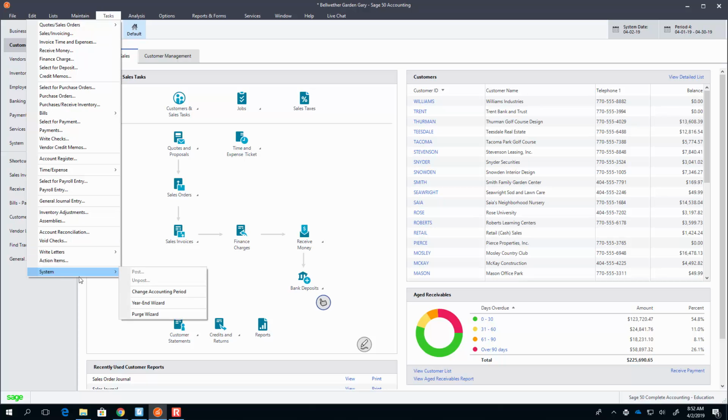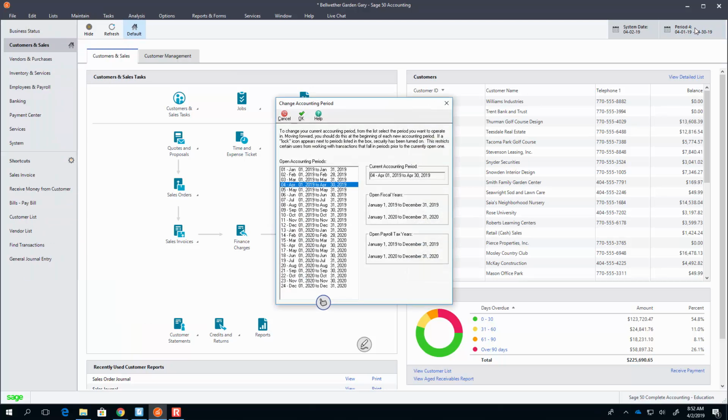Tasks, system, year end actually closes the year. So there are actually two functions here, change accounting period and year end wizard. Year end, obviously, we would only do once a year, and that will close the year and give you a new set. Remember, on this list, there are 24 open months. So we would get rid of 19, for instance, and add 21 for the open periods. Most clients that have Sage will wait till the second year before they actually run the close on, let's say, 19.